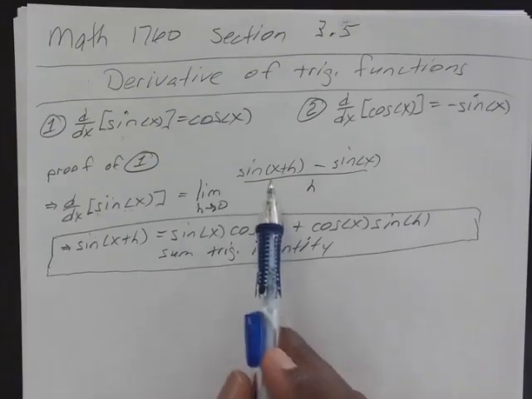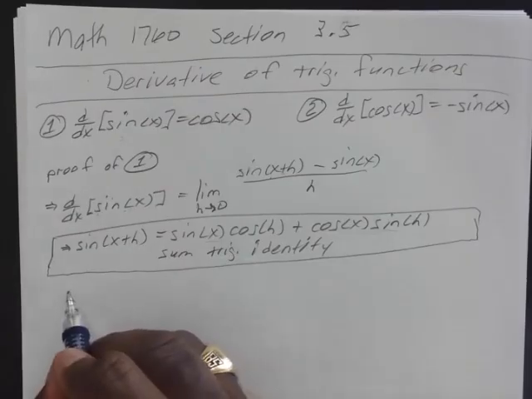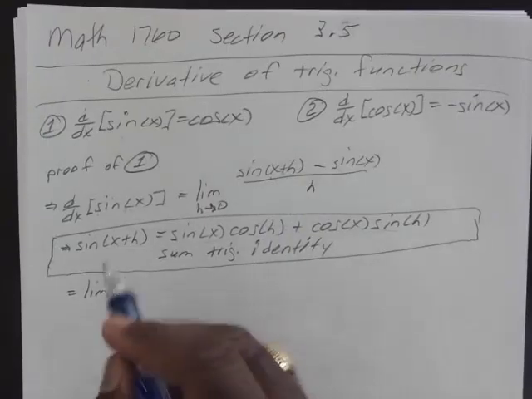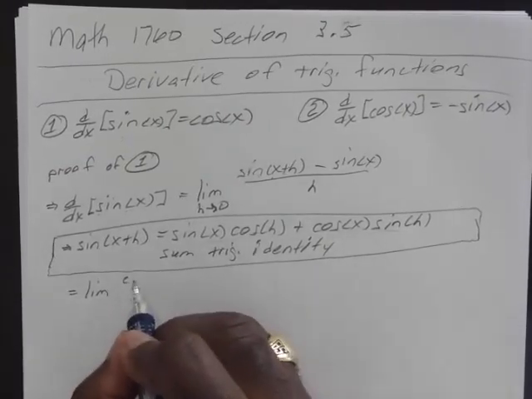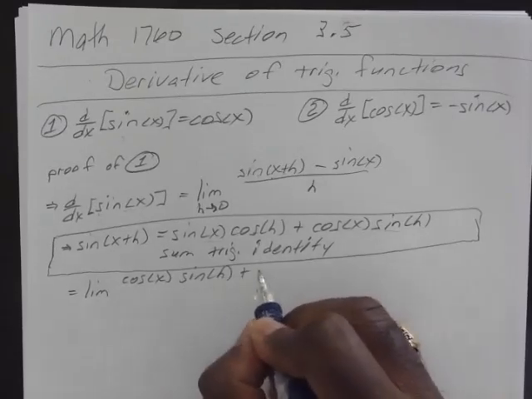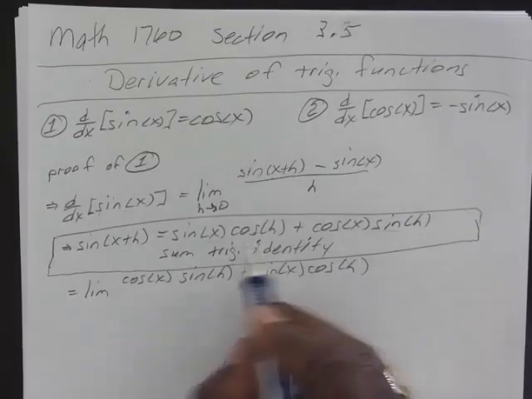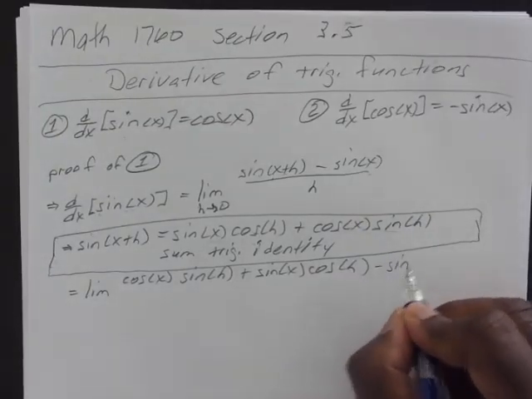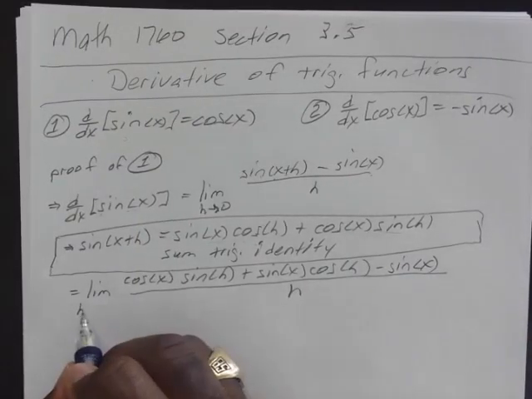So that means we can take that sine of x plus h and just replace it with all that. That's going to equal the limit. Instead of sine of x plus h, we can say sine of x, actually, I'm going to switch these around because I'm going to have to do that anyway. So cosine of x sine of h plus sine of x cosine of h. So I'll just switch those two terms around. Minus sine of x, all over h as h approaches 0.